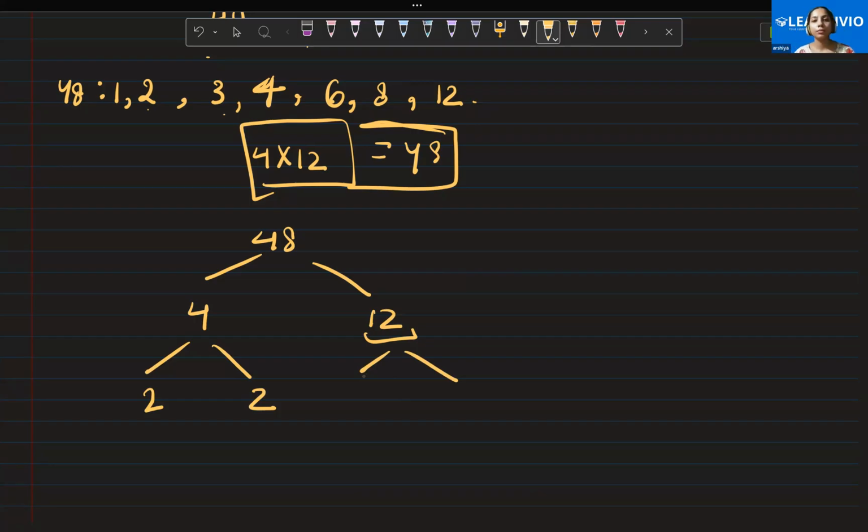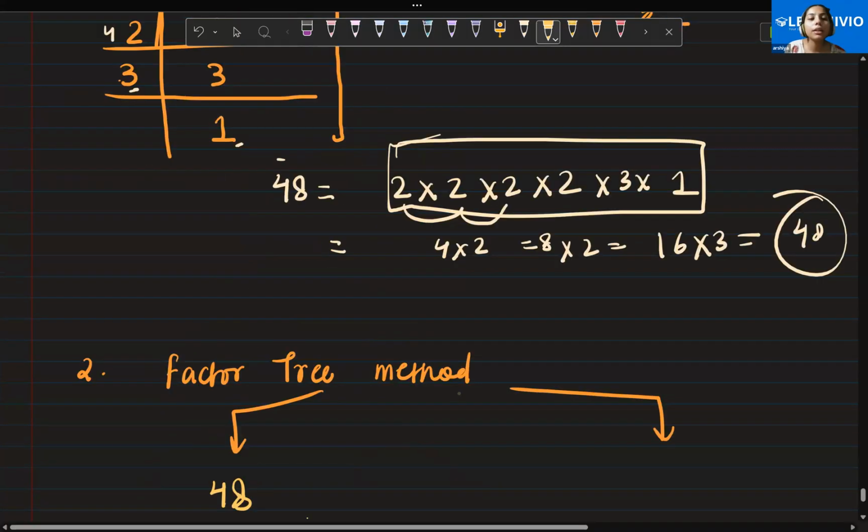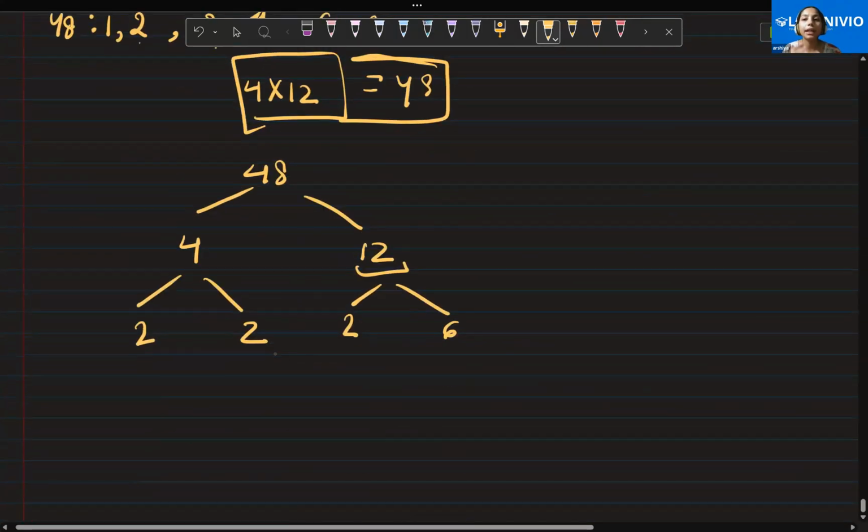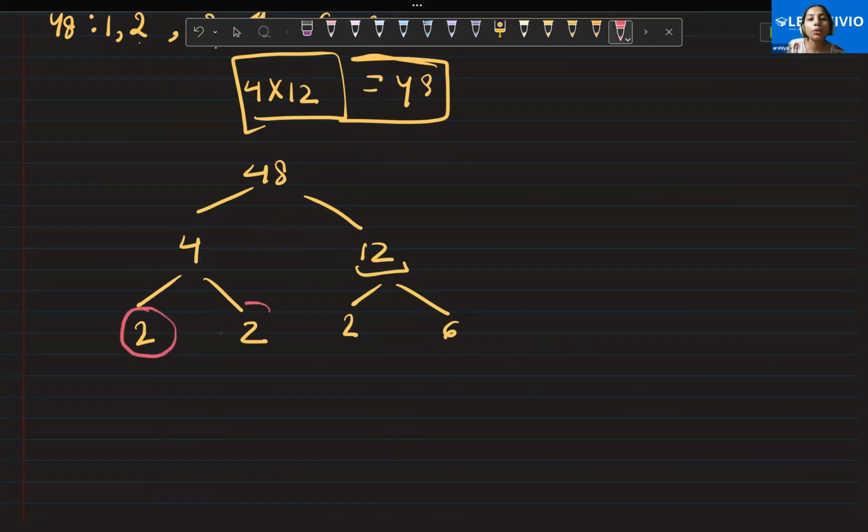2 times 6 is 12. Yes, correct. So I can get 2 times 6. Now again, for the earlier one we had to stop at 1, right? But here we have to stop when we get a prime number, and then we circle that prime number. So I got 2, I'm going to stop here and make a circle. Got 2, stop here, make a circle. Again I got a prime number 2, I'm going to stop here and make a circle.